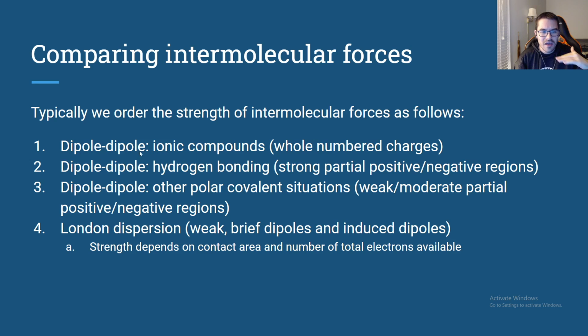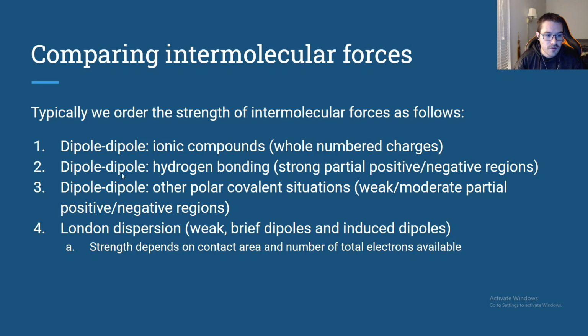So that is sort of number one on the list. And sometimes we don't really think of this as being an intermolecular force. Sometimes you think of this as being an intramolecular force, ionic bonding. But at the end of the day, it is a dipole-dipole force. So I've included it here on this list. That's definitely going to be your strongest type of intermolecular force. Next strongest would be a dipole-dipole interaction. These would be like hydrogen bonds. These are going to be strong partial positive or partial negative regions. These occur when hydrogen covalently bonds with a very electronegative element, like nitrogen, oxygen, or fluorine, and you end up with very strong partial positive and partial negative regions, like in water, for example.